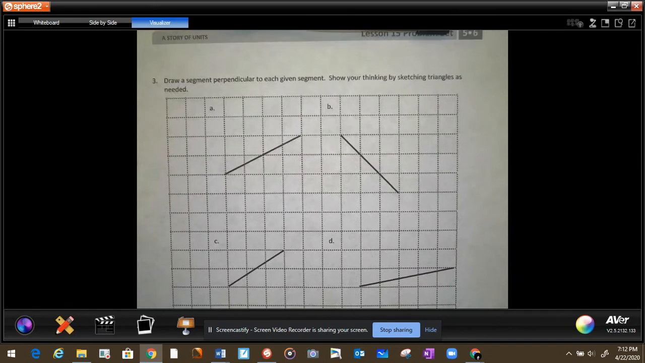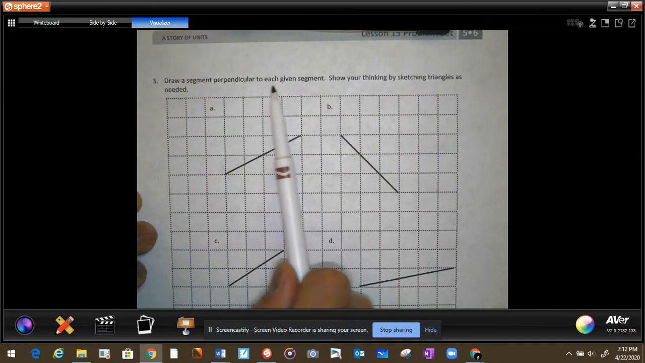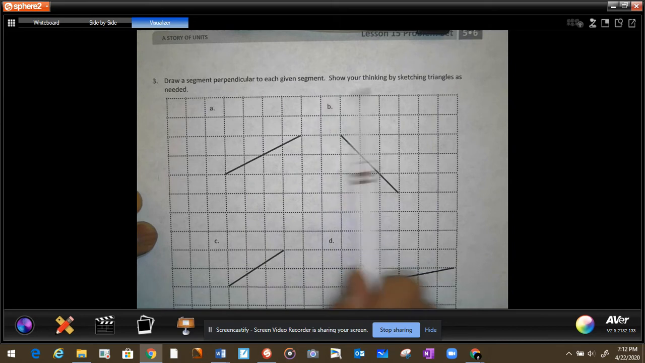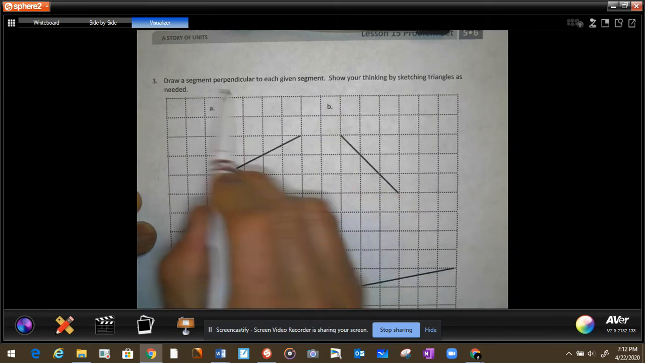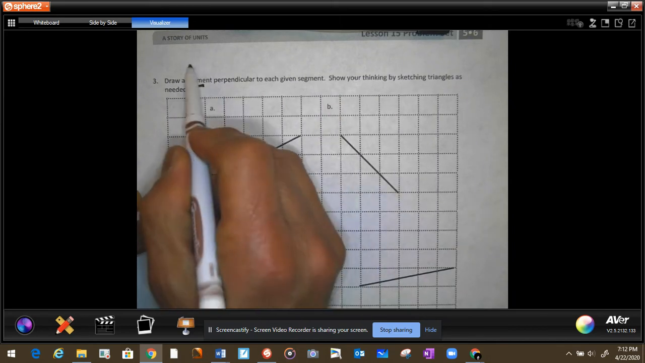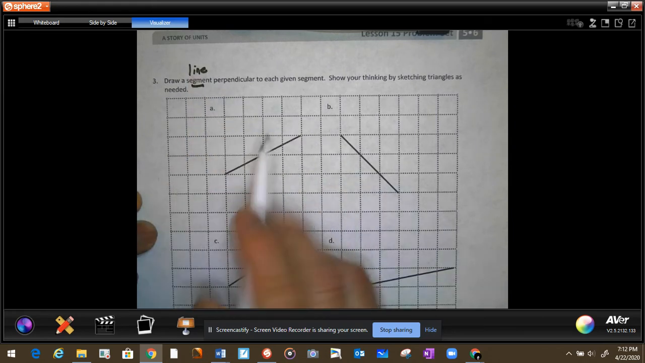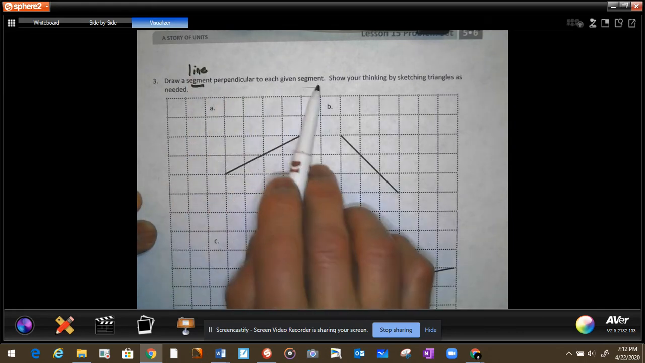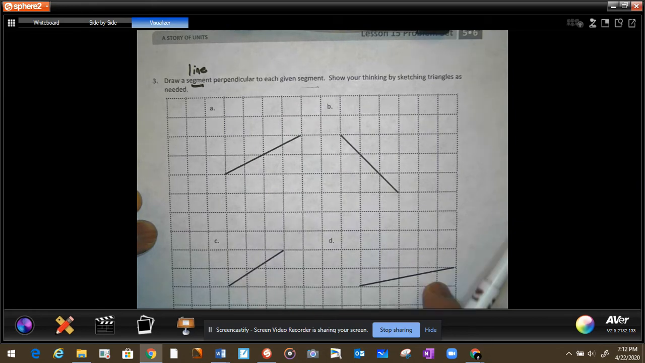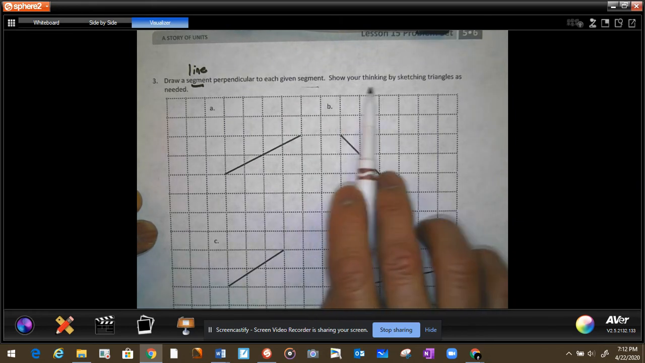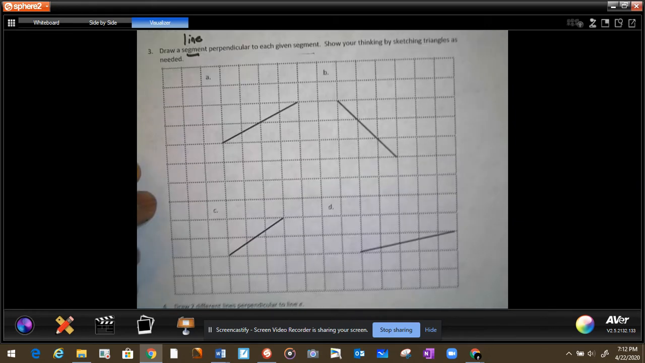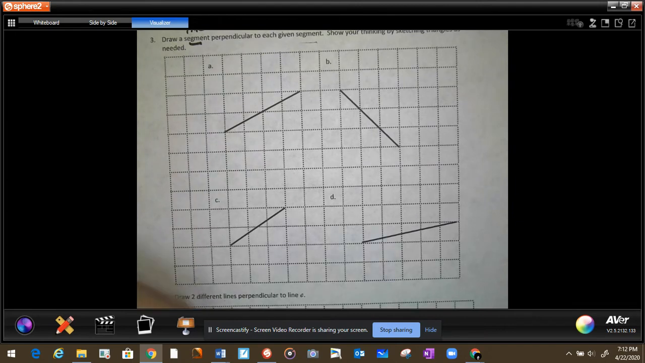On our second page there are different instructions. It says, draw a segment perpendicular to each given segment. Show your thinking. So we have to draw another segment. A segment means a line, okay? Perpendicular to each of the given segments. So we have 1, 2, 3, 4 given segments. Show your thinking by sketching triangles as needed. And I'm going to show you what that means.